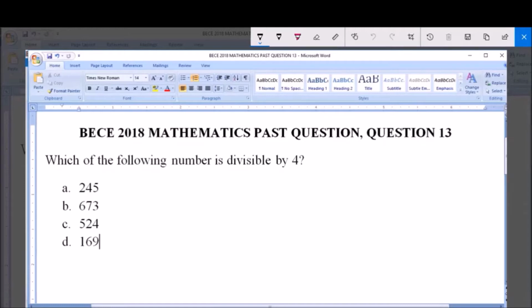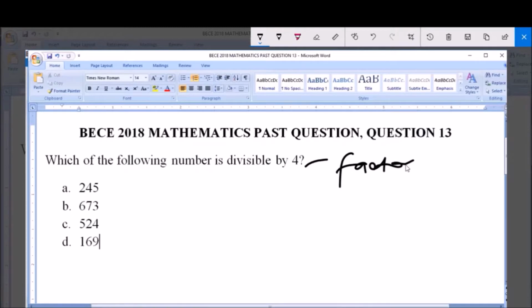Today we're going to be dealing with BECE 2018 Mathematics Past Question 13. Which of the following numbers is divisible by 4? A. 245, B. 673, C. 524, and D. 169. So we have to find the number out of these options which is divisible by 4, meaning that we have to find a number in which 4 is a factor of that number.